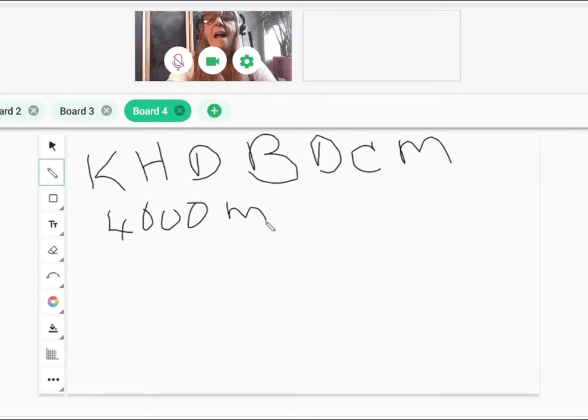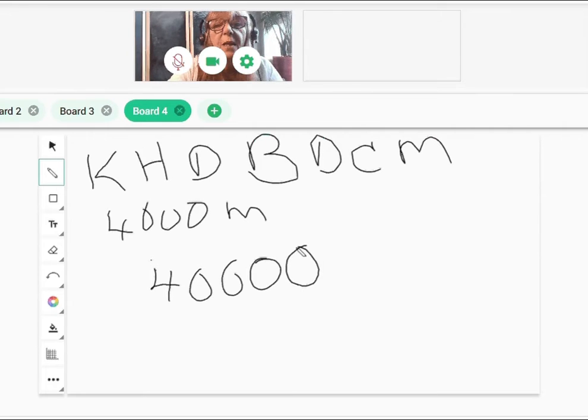So we got 4,000 meters, and now we're going to go smaller. So we're going to move the decimal point to the right. So here we go. 4000. And what do we do here? We add another 0 so we can put the decimal point there. So now we've got 40,000. Can you guess what the next one's going to be?